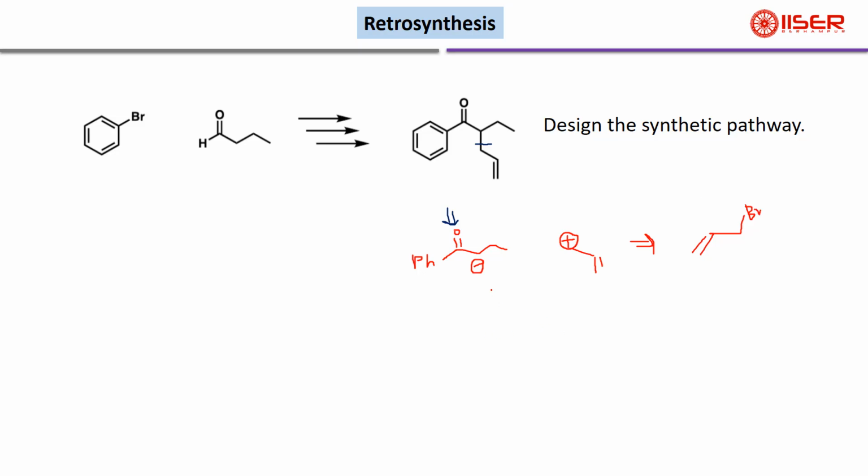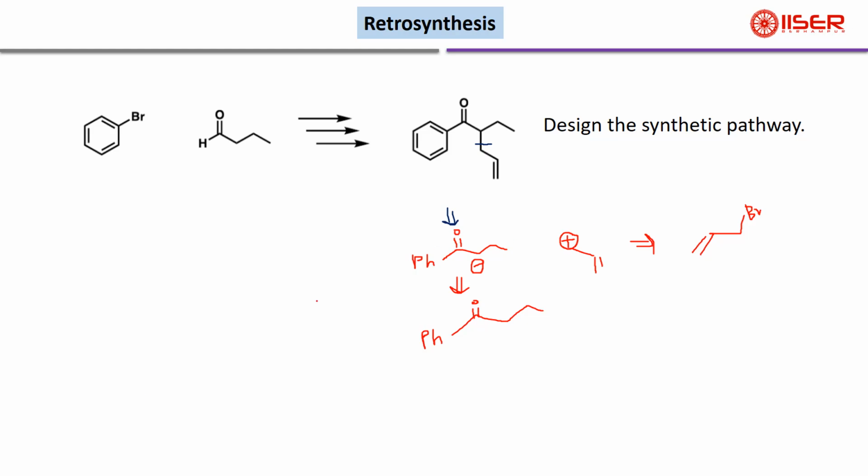For this one, by using just LDA and diethyl ether we can generate a negative charge at this place because of enolization, and it can attack our vinyl allyl bromide. Now the next is how we can prepare this from simple bromobenzene and this aldehyde.